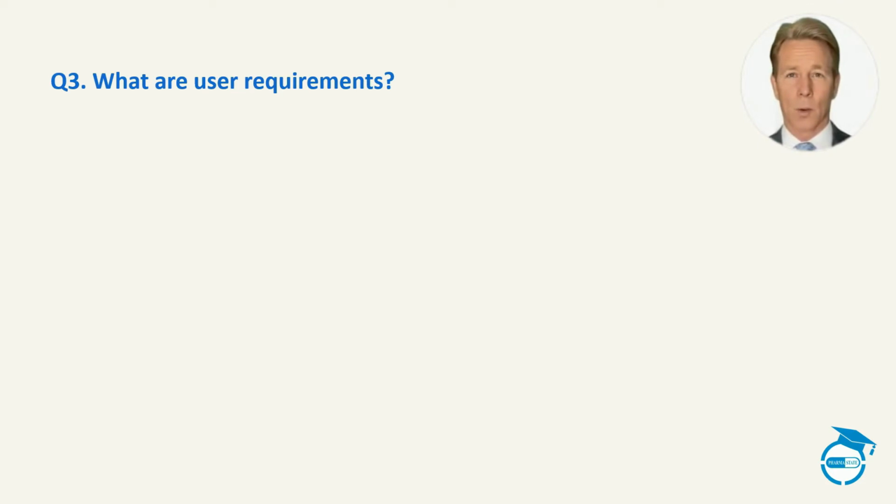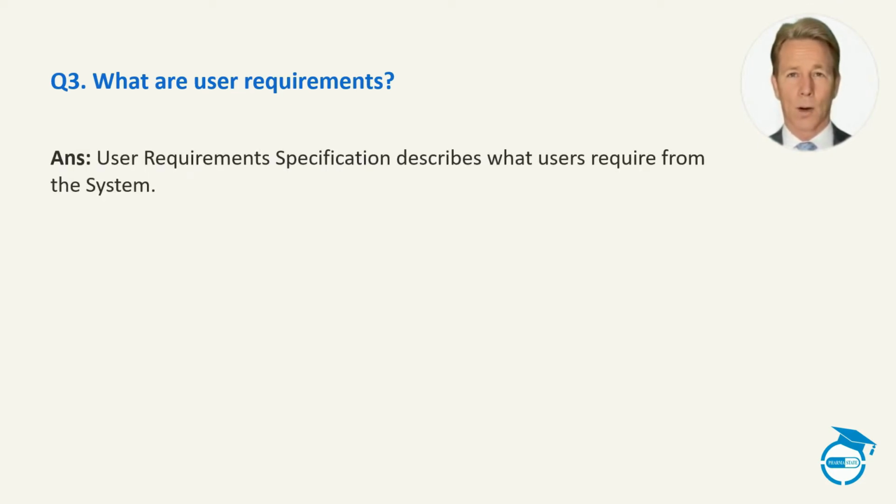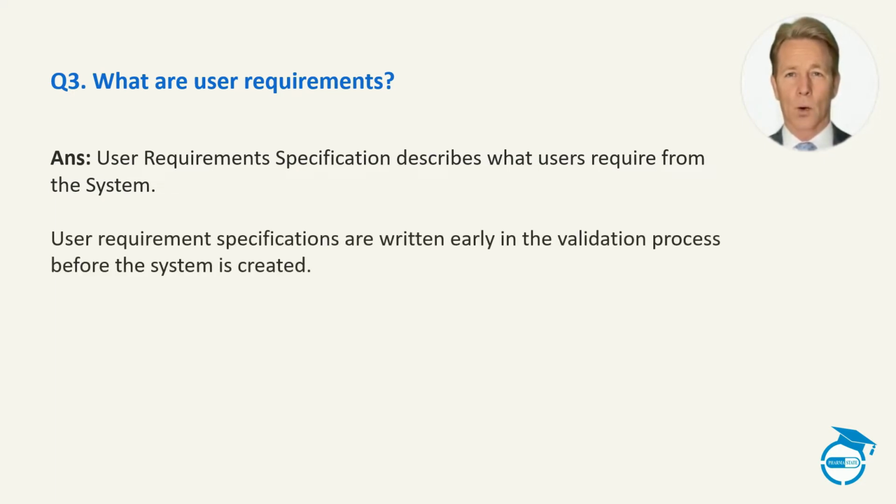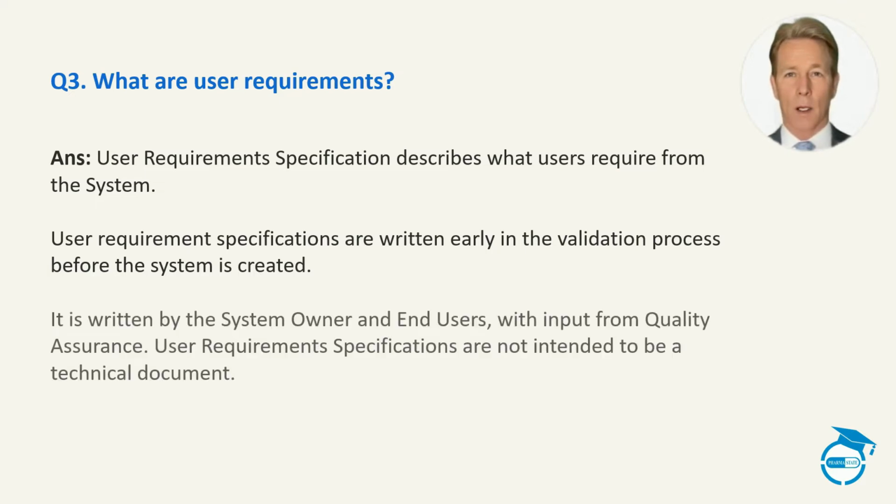What are user requirements? User requirements specification describes what users require from the system. User requirement specifications are written early in the validation process before the system is created. It is written by the system owner and end users, with input from quality assurance. User requirements specifications are not intended to be a technical document.